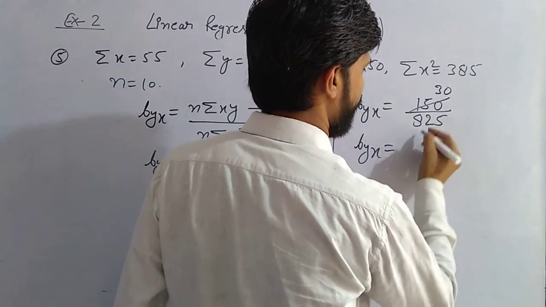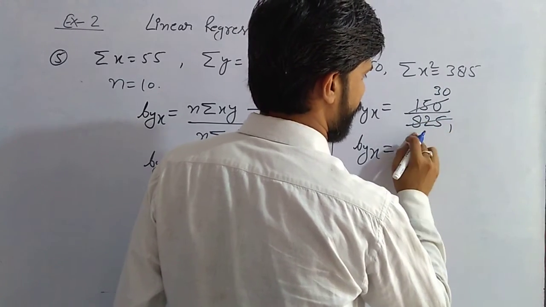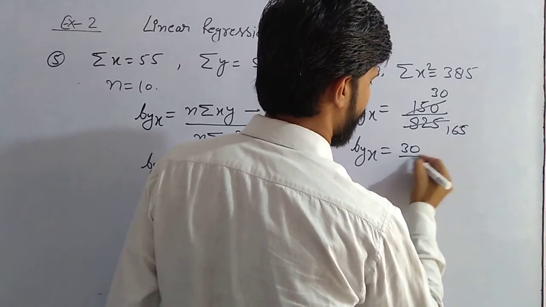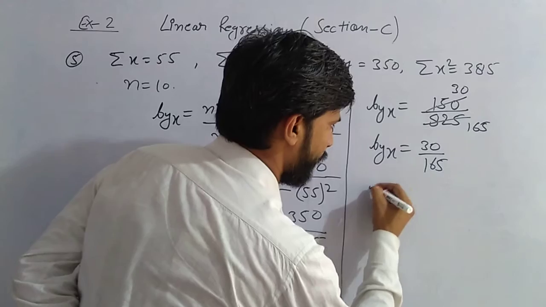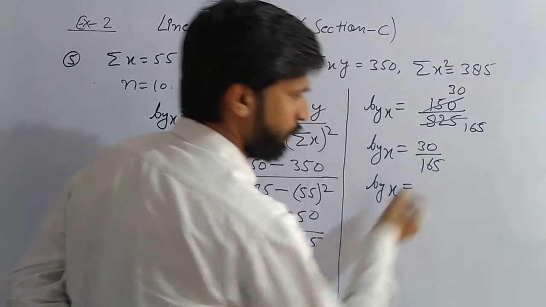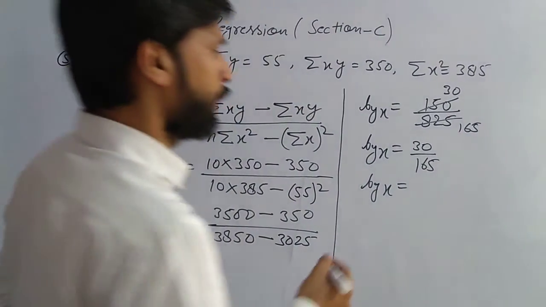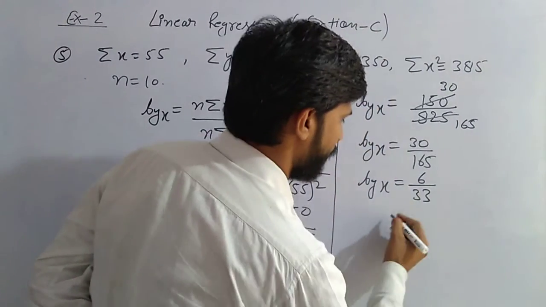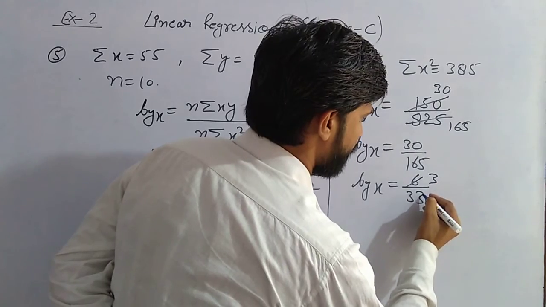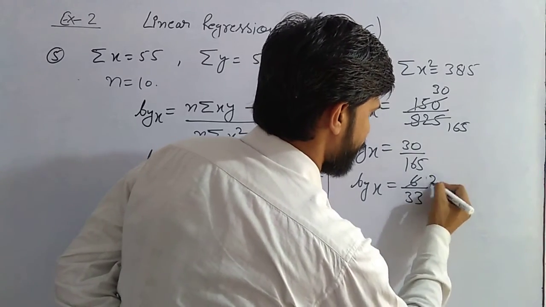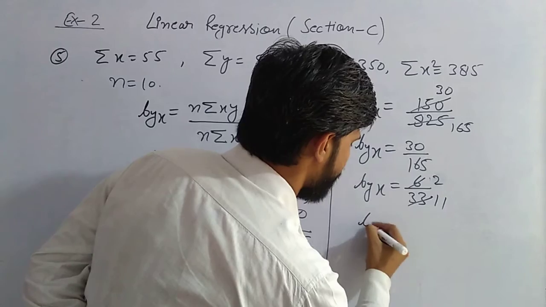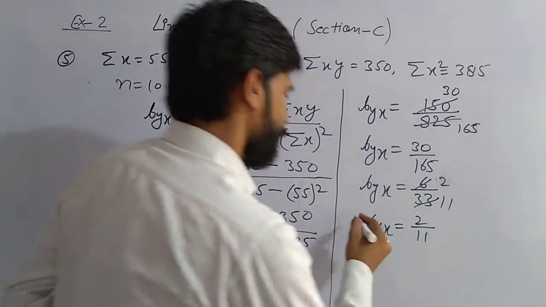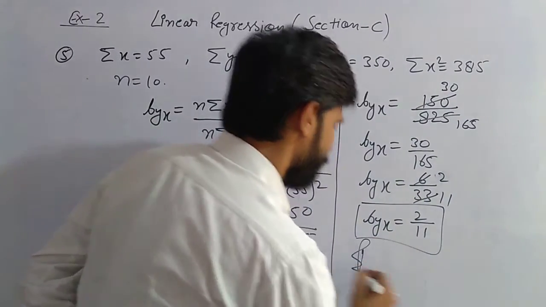Now Byx is equal to 30 upon 165. Again we have to divide this by 5, then we get 5 6s are 30 and 5 3s are 15. Now 2 3s are 6 and 3 1s are 3, meaning the value of Byx is equal to 2 by 11, which is the required answer for this question.